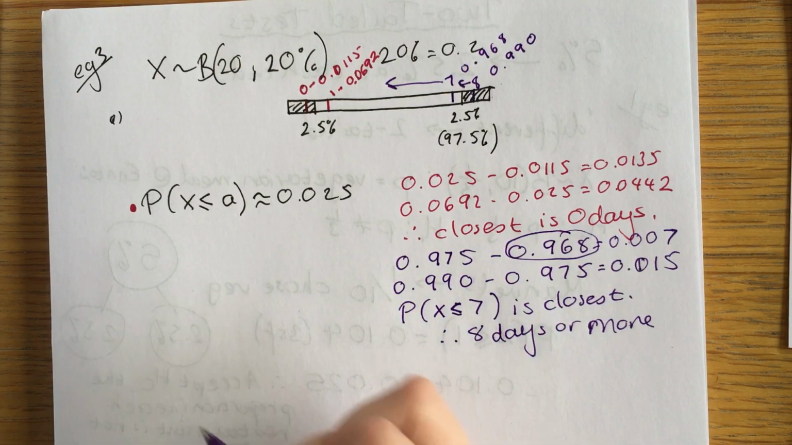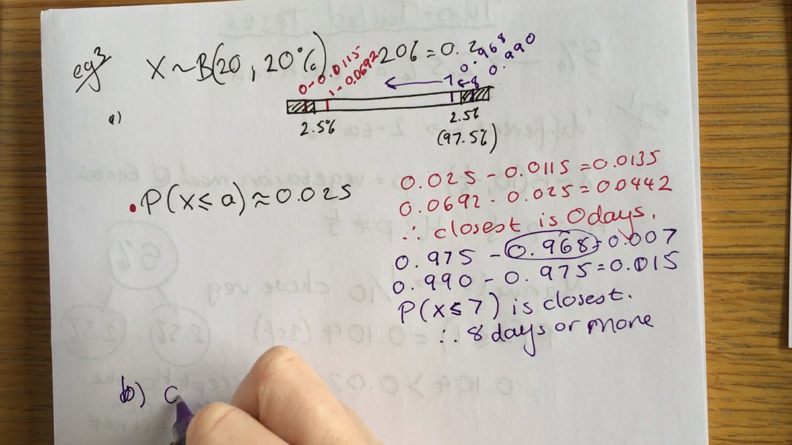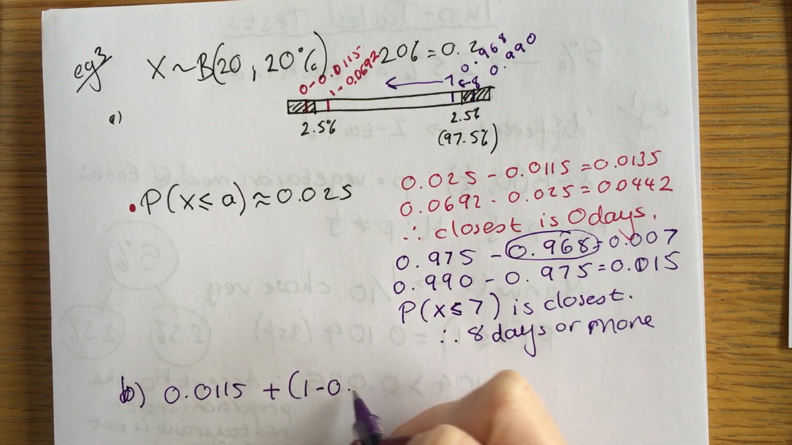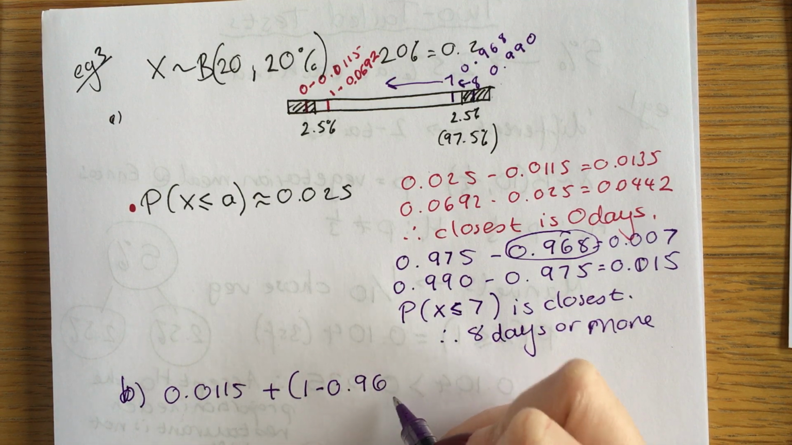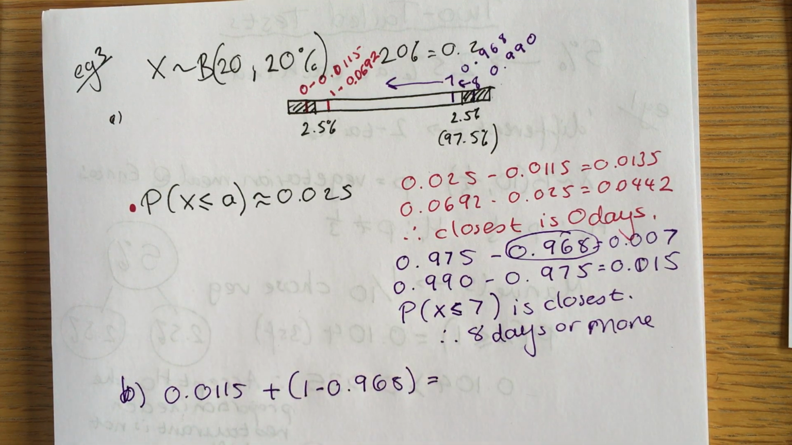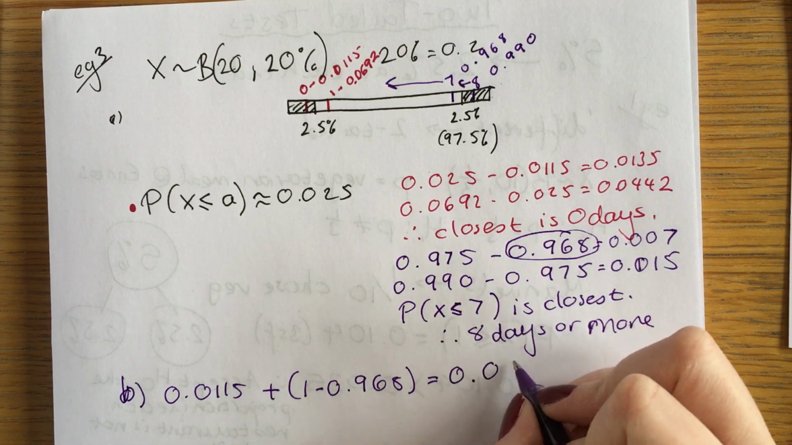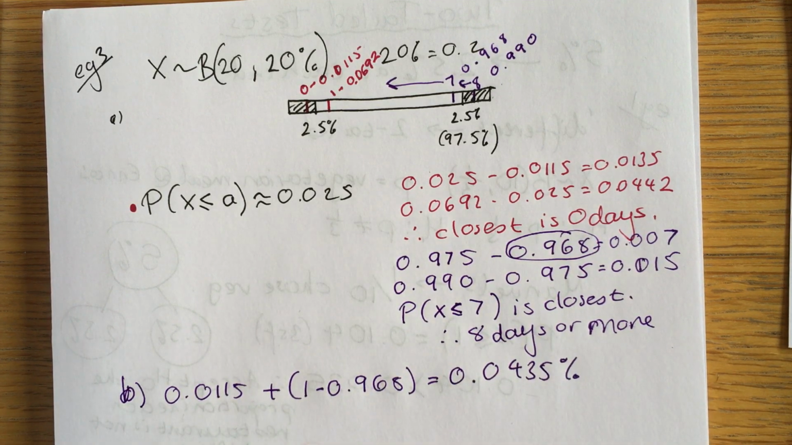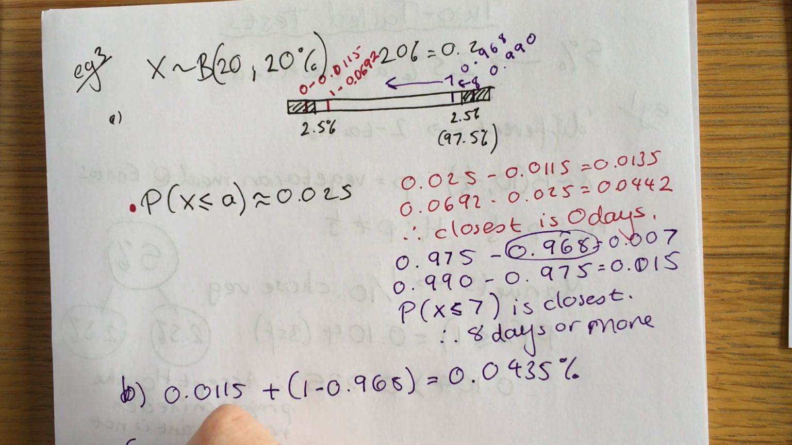State the actual significance of the test. Well, that's 0.0115 plus 1 minus 0.968, which is 0.0435%. The hospital finds that 8 of their 20 patients experienced complications.